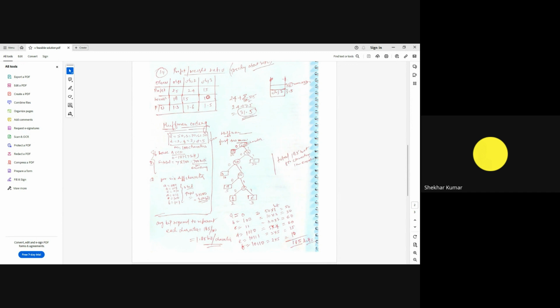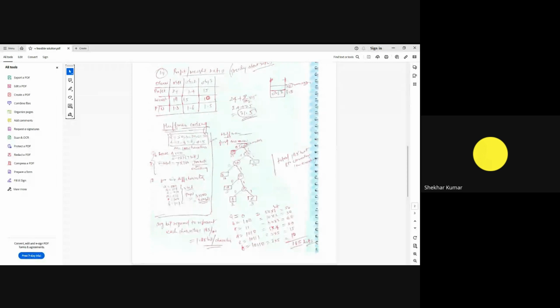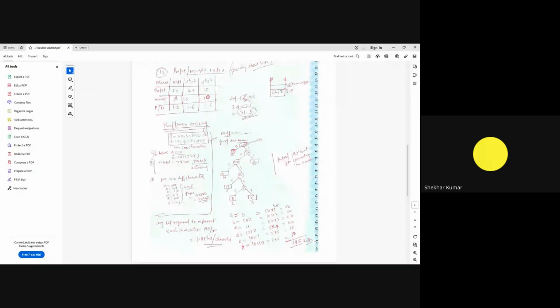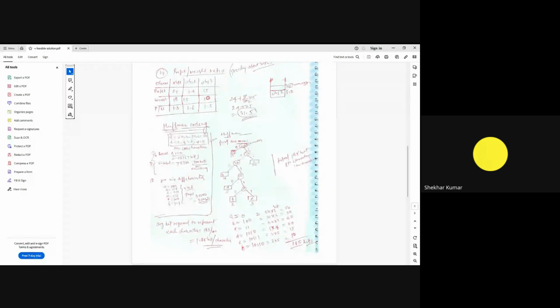Okay. Now we will check the complexity of this Huffman coding. What is the complexity of the Huffman coding algorithm?